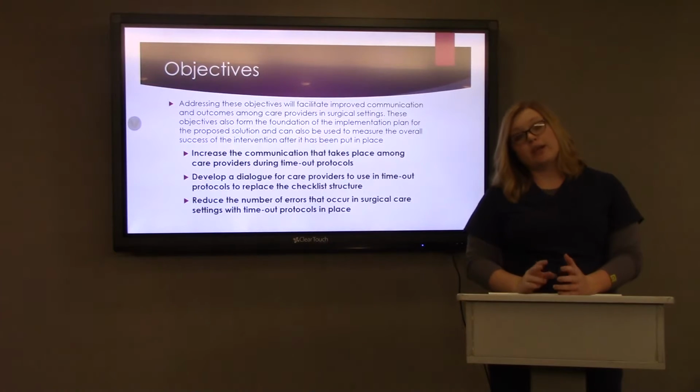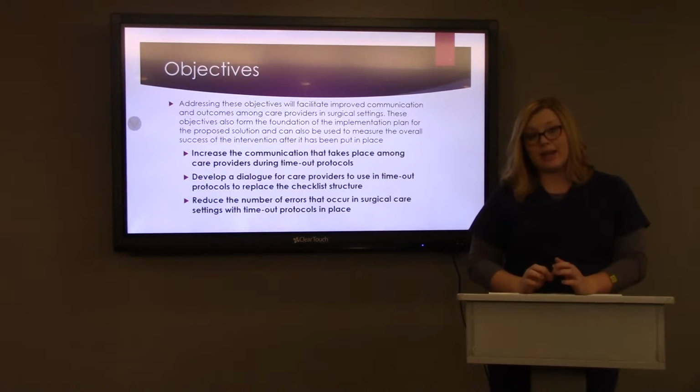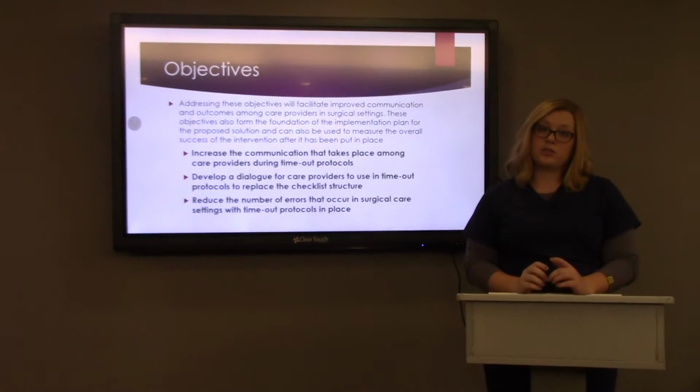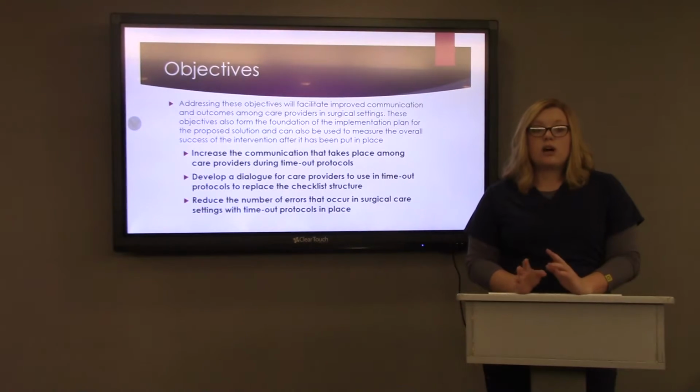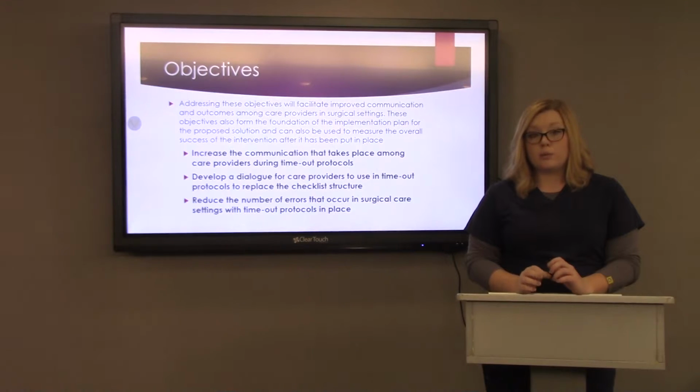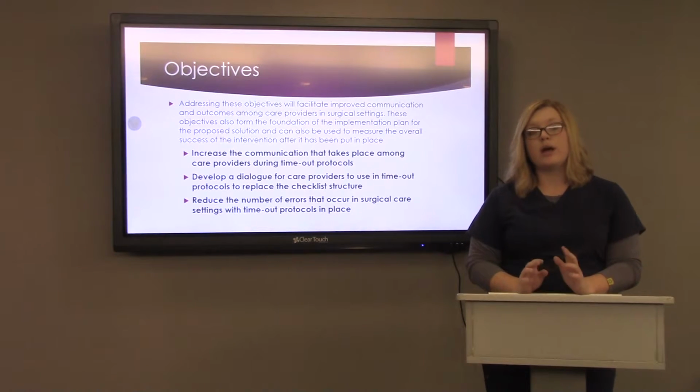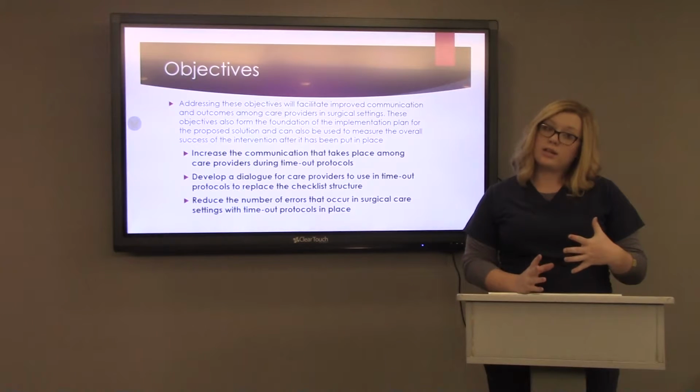Addressing the following objectives will facilitate improved communication and outcomes among the care providers in the surgical settings. These objectives also form the foundation of the implementation plan for a proposed solution and can also measure the overall success of the interventions after they have been put in place. These are the following objectives.